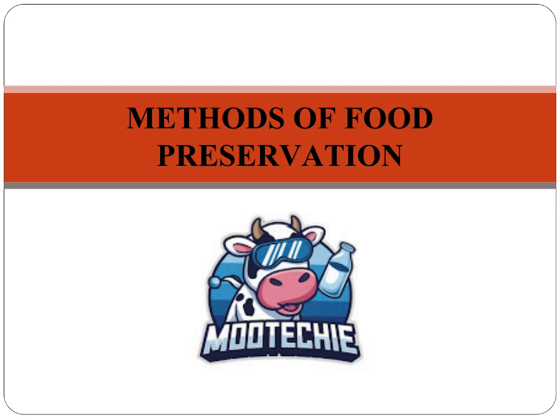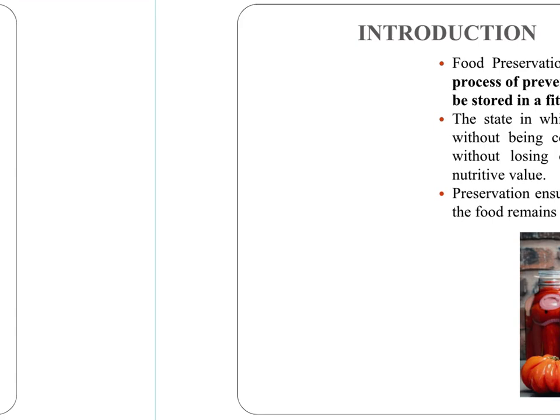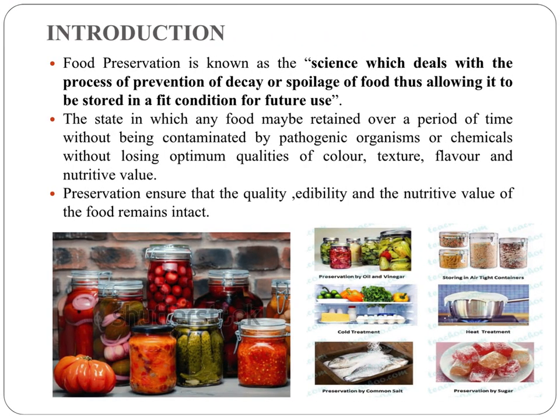Today we will discuss methods of food preservation, which is one of the most important topics in food science and technology. Food preservation plays a vital role in maintaining food quality, extending shelf life, reducing food wastage, and ensuring food safety. In this session, we will understand the principles of food preservation and the major physical, chemical, and biological methods used for preserving foods. Let us begin with the introduction to food preservation.